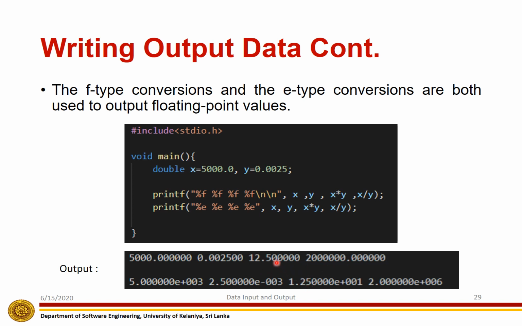And in the first line you can see the standard floating point format without exponent, and the second one is in the form of scientific notation with exponents. The first one is for f type and the second one is for e type.